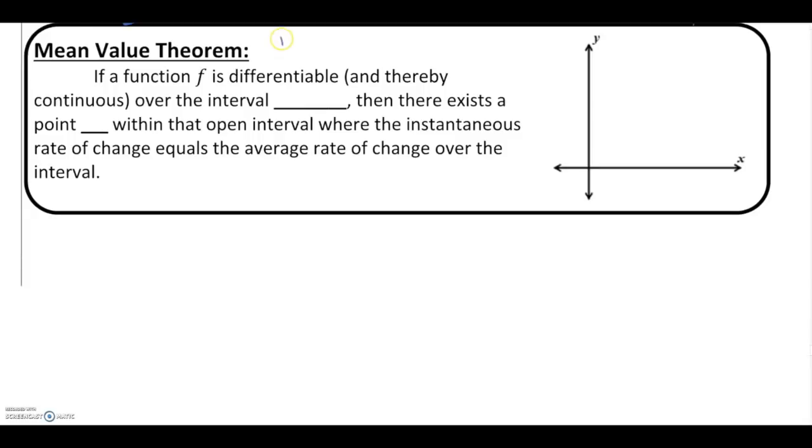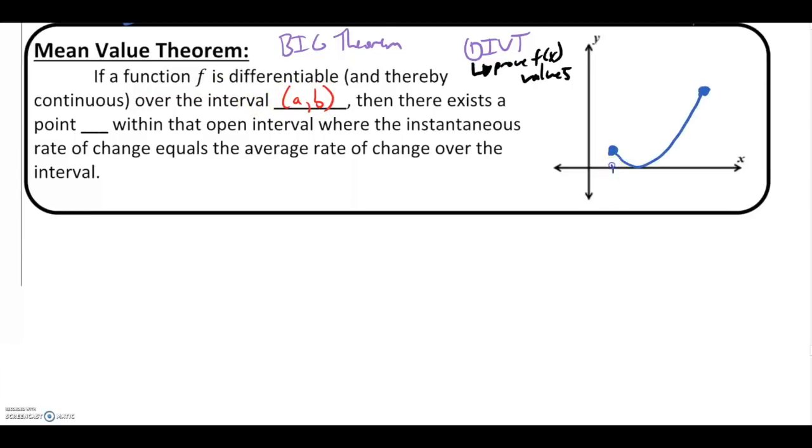What we're going to do now is take a look at one of the big applications for differentiability. And it's going to be our second big theorem. And if you remember, our first big theorem was the intermediate value theorem, which was an application for continuity. And that one allowed us to prove the existence of certain function values. Well, what the mean value theorem states is that if a function f is differentiable and thereby continuous over the interval a to b, maybe something like this function here, then there exists a point x equals c within that open interval where the instantaneous rate of change equals the average rate of change.